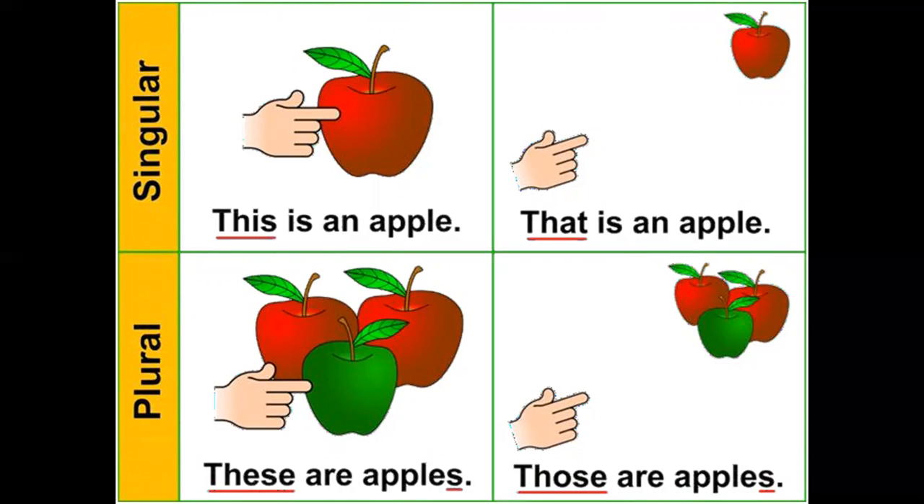Look at the third one. You can see there are three apples. The apples are near. These are apples. Look at the last picture. Yes, there are three apples. Those apples are far. So, those are apples.